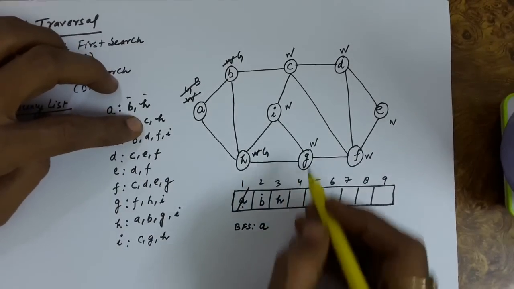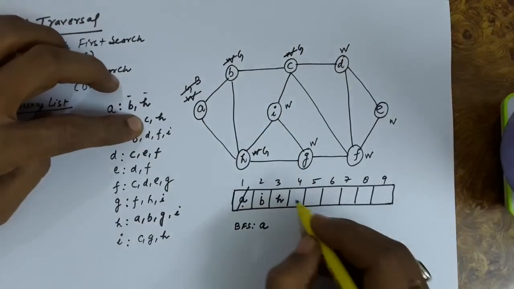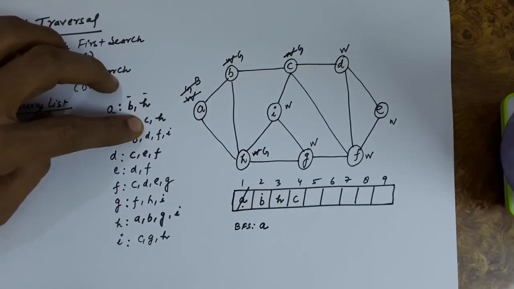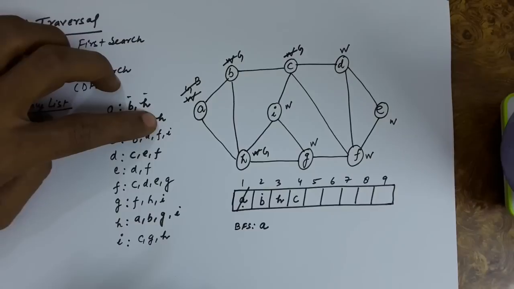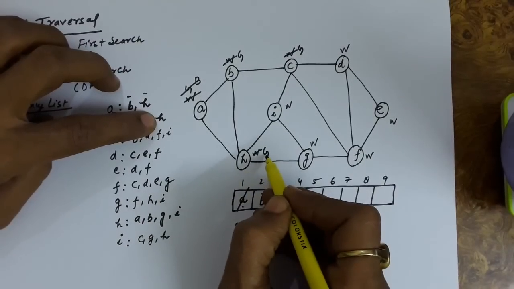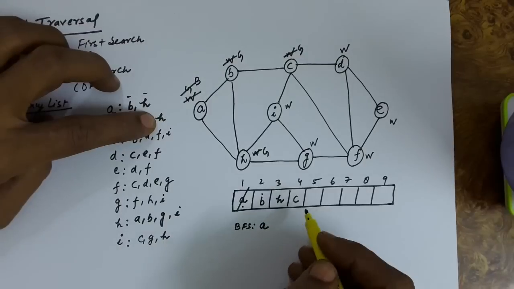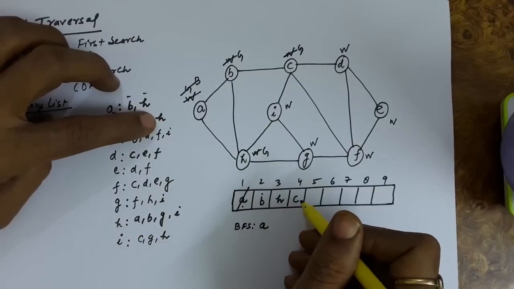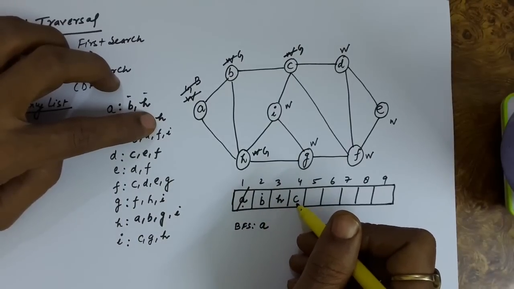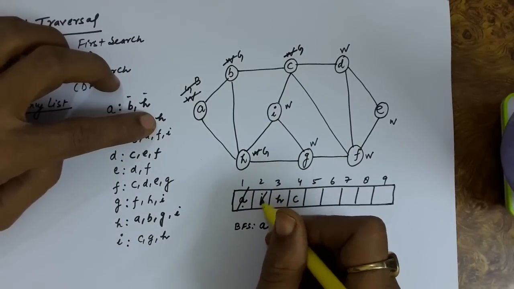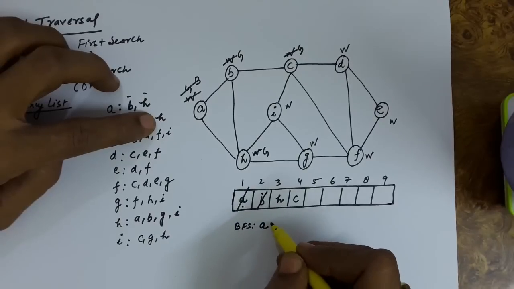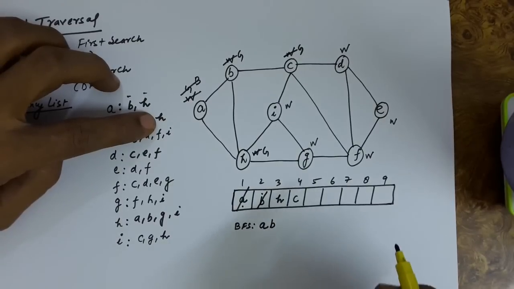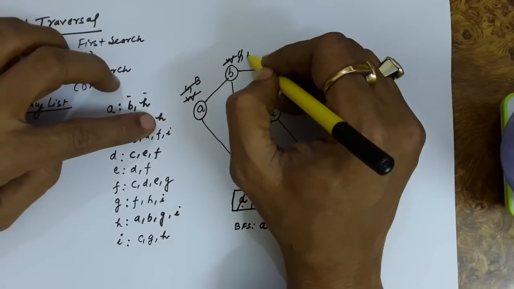Now C has color white, so let's make its color gray and insert it in the queue. Now the H vertex has color gray, so I cannot keep it in the queue. So the only vertex which has been inserted in this step is C. So we have seen all the connections from B. Let us delete B and add it to the BFS sequence while making its color black.